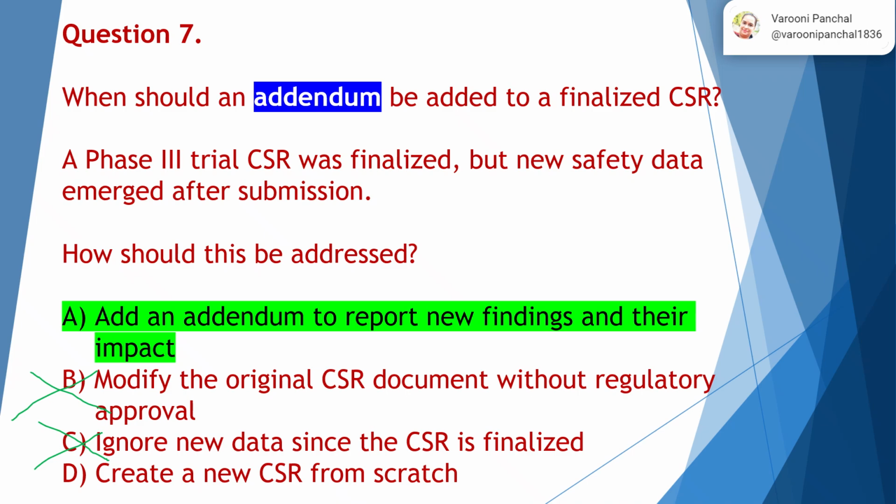So in those scenarios, that is an addition work or the extra work that has been given after finalizing the CSR, right? So option D says create a new CSR. Now, it does not make sense in creating a new CSR because you have already created a CSR. Even though the CSR is finalized, no doubt, you can add the addendum section later on once you have submitted the finalized CSR, once it has been reviewed. So the correct answer is A, add an addendum to the report, new findings and their impact.